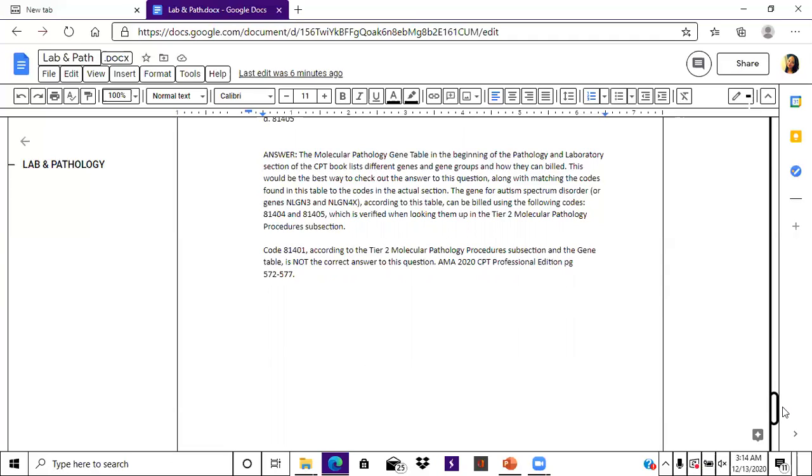Now, code 81401, according to the Tier 2 table, the molecular pathology procedure subsection, and the gene table, is not the correct answer. And this can be found in the AMA 2020 CPT Professional book, pages 572 through 577.